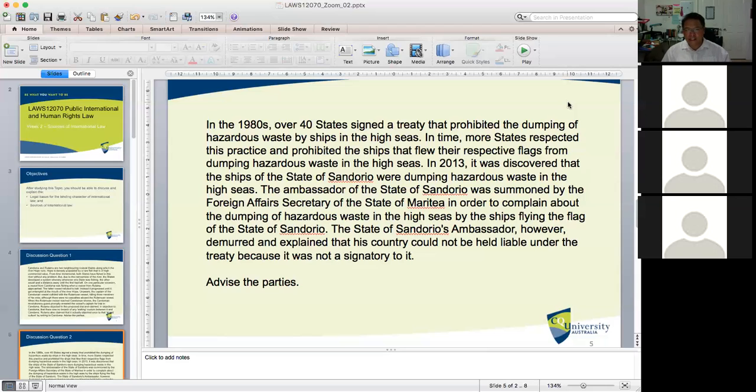So in that sense, if we could argue that customary international law, which prohibited the dumping of hazardous waste in the high seas, has been created, it would then bind the state of Sandorio, which means that that country could be held liable under international law, particularly under customary international law. Clear?